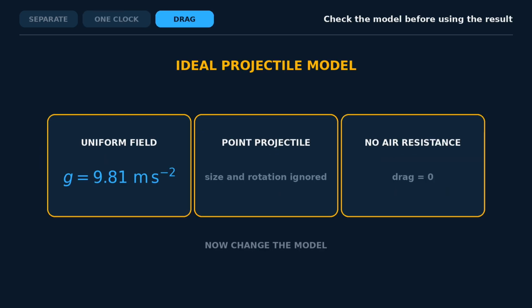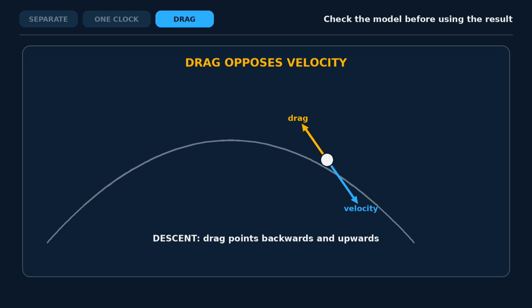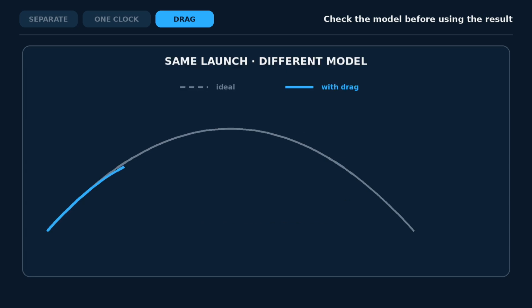So far, we've been using an ideal model: a uniform gravitational field, a point projectile, and no air resistance at all. Now, if you include air resistance, drag opposes the projectile's velocity. On the way up, it points backwards and downwards. On the way down, it still points backwards, but now it points upwards as well. Horizontal velocity is no longer constant.